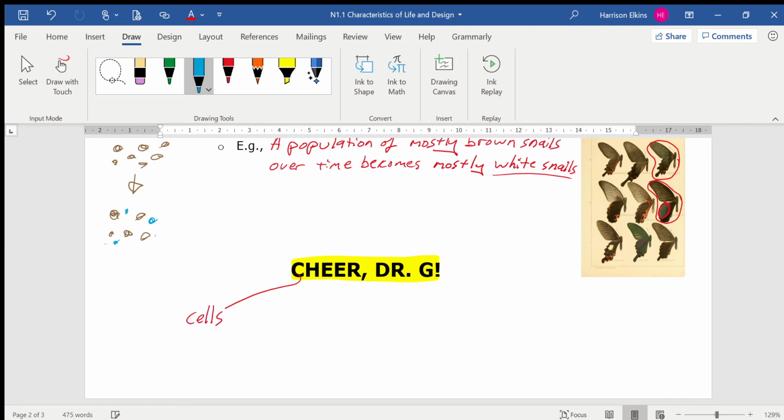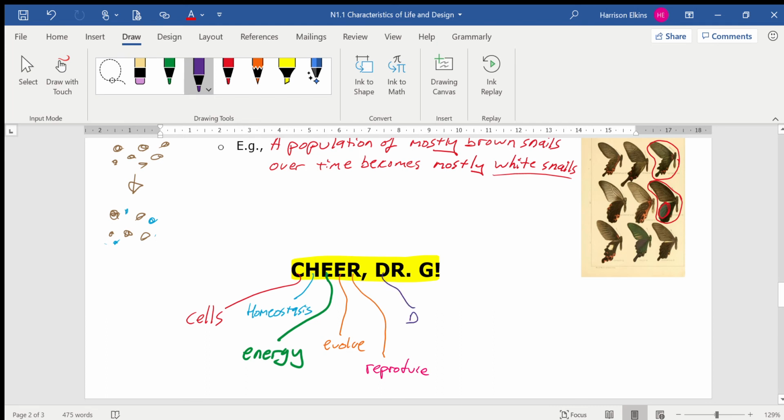Cells. H represents homeostasis. E, well, we had one on energy, right? There's another E word. That would be evolve. What's an R word? An R word that we learned about was reproduce. All living things reproduce. Okay, here's a D. What word do we have that starts with D? DNA. All living things have DNA.